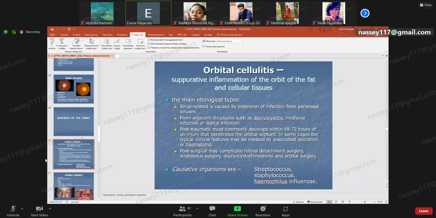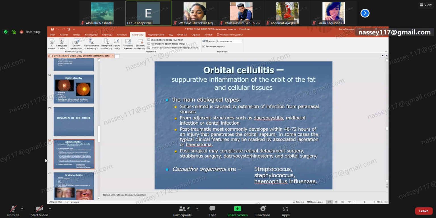Then let's talk about orbital cellulitis. Orbital cellulitis. Look here. What does it mean, orbital cellulitis? Orbital cellulitis is the suppurative inflammation of the fat and cellular tissue of the orbit.